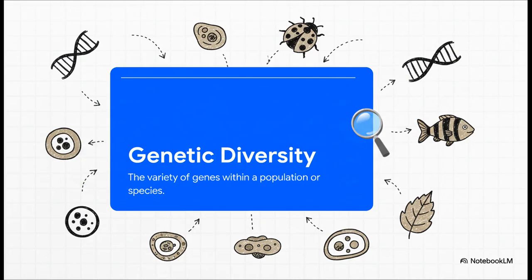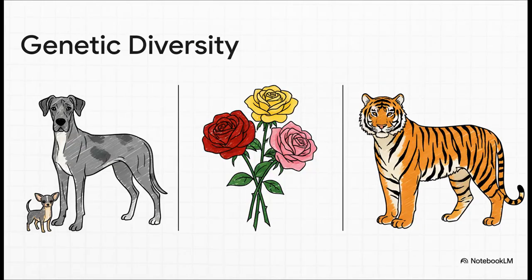So let's start at that micro level, genetic diversity. This is all the hidden variety, the different genes floating around within a single species. It's like nature's secret toolkit for survival. And it's the reason no 2 of us, or any 2 tigers, or any 2 oak trees are ever exactly the same. And this slide just nails it, doesn't it?